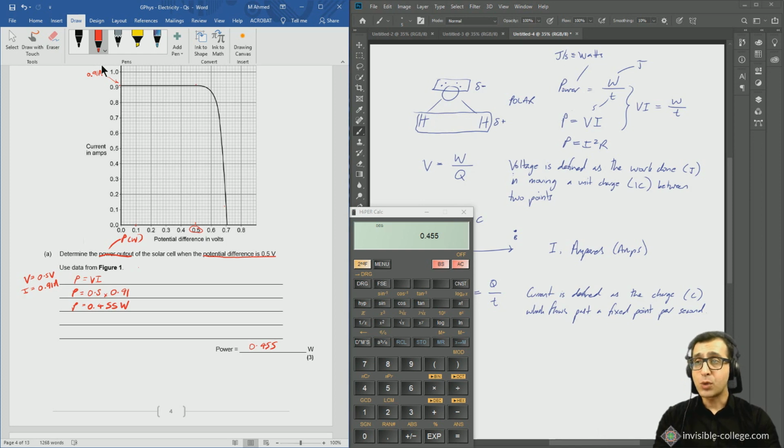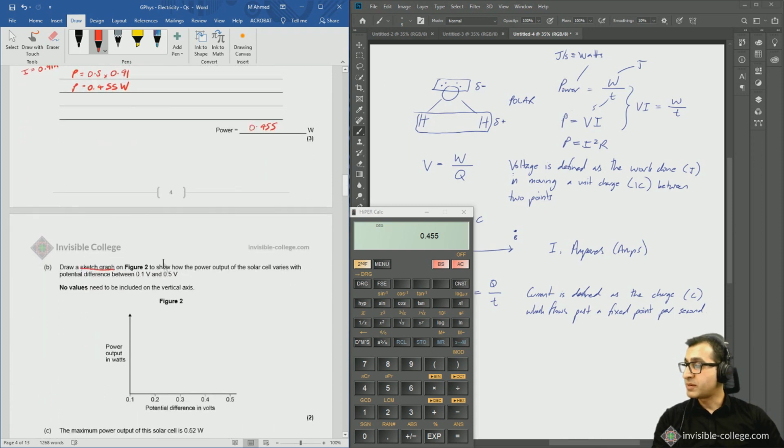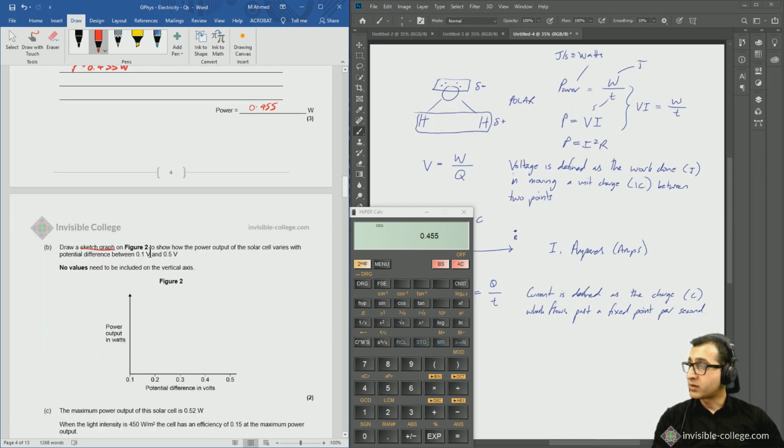So if the current is 0.91 amps at 0.1 volts, then what do you think? What should we be writing here between 0.1 volts and 0.5 volts? What should we be writing here as the change in the power output? So this is almost a trick question.